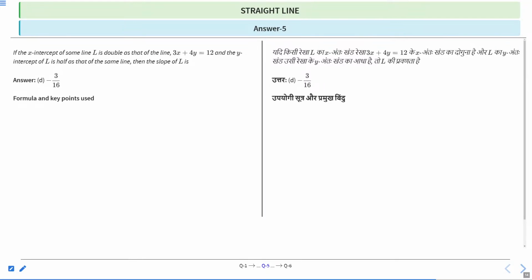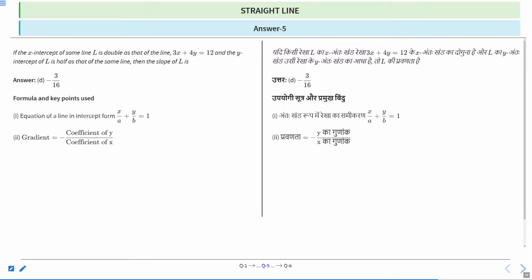So the formula and key points we will use in this question: the equation of a line in intercept form is x by a plus y by b is equal to 1, and the gradient is negative of coefficient of x upon coefficient of y. Clear?